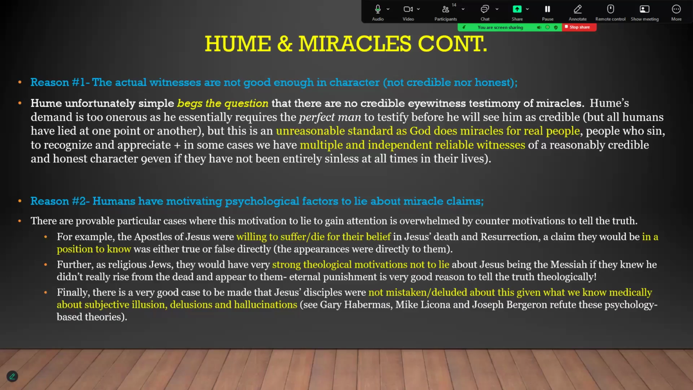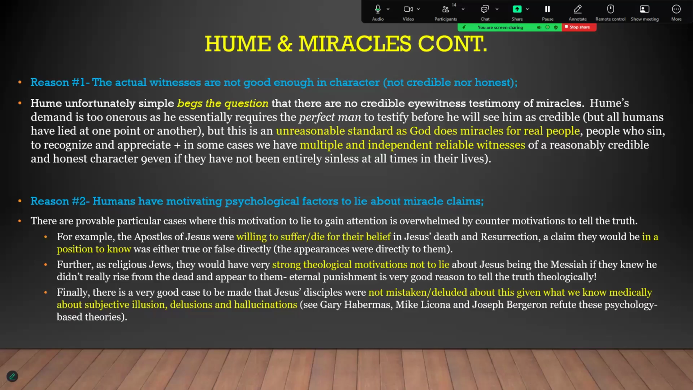In this case, Peter had the motivation to lie and not claim the resurrection. So it's the opposite of what Hume says. Also, think about the case of the religious Jewish disciples. They had strong theological motivations not to lie. The Old Testament condemns lying. It's against one of the commandments in the 10 Commandments, so they had a strong motivation not to anger God and make up a lie about a resurrection or something like that.